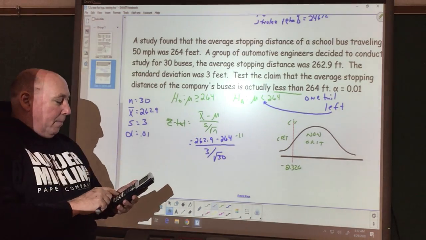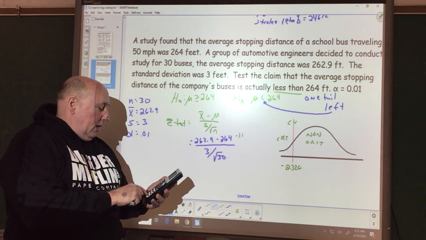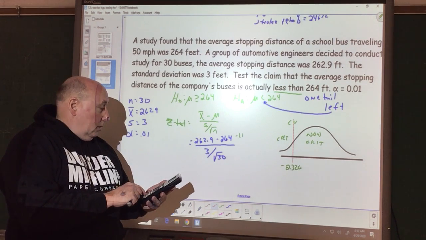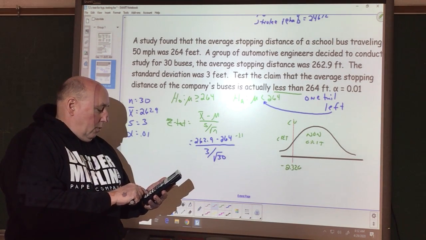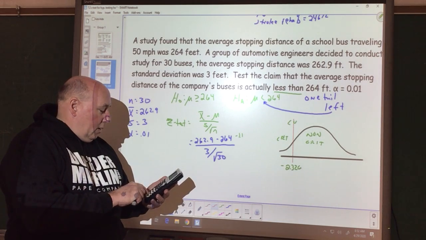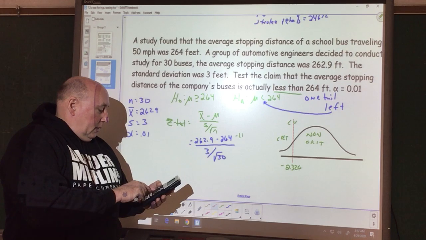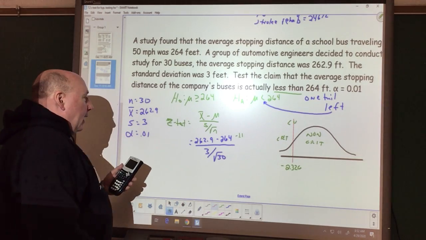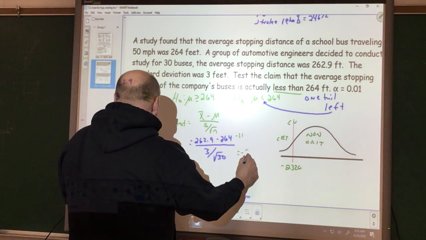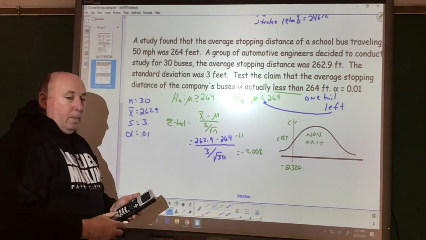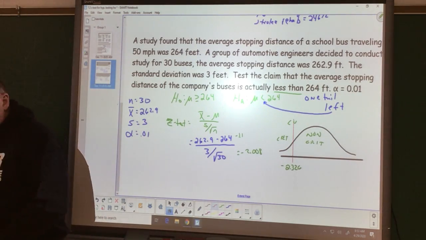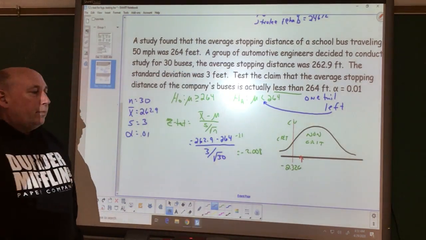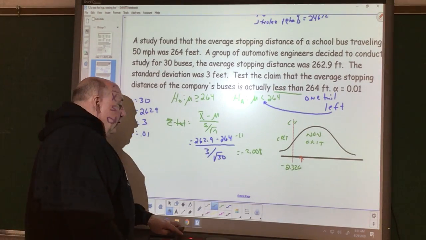Then I'm going to divide that by my quantity of 3 divided by square root of 30. Let's see, negative 1.1 divided by quantity 3 divided by square root of 30. And I get negative 2.008. Which throws me right here. I'm still in a non-critical region.